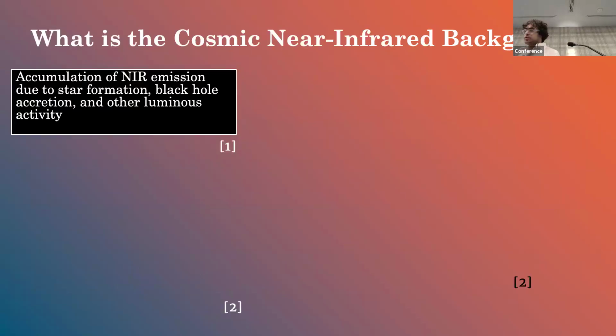So to trace high-Z galaxies, or not even just in the high-Z regime, but at low and intermediate Z, we use the cosmic backgrounds. So the infrared, near-infrared background and the X-ray backgrounds, respectively. The near-infrared background is rather intuitive. It's the accumulation of near-infrared emission, mostly due to star-forming galaxies, stellar emission, but there are smaller components from black holes and other luminous phenomena in the universe.